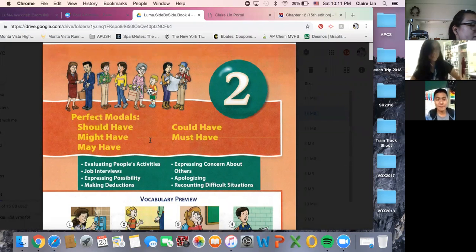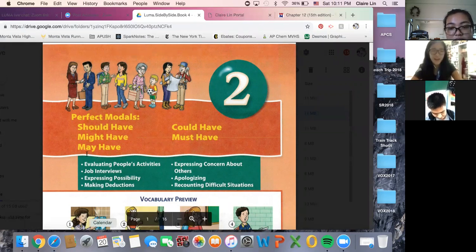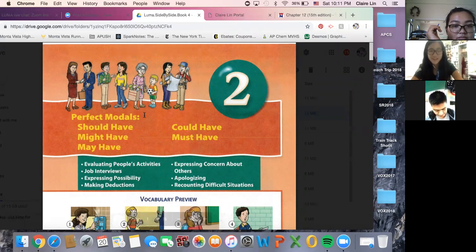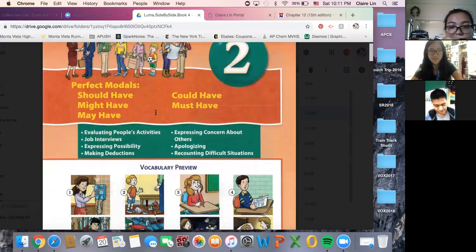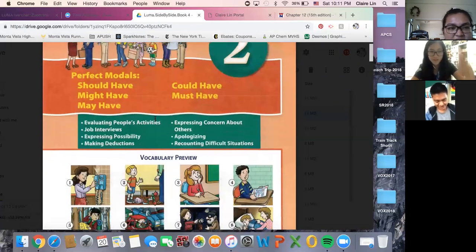Okay, so chapter 2 is basically differentiating between should have, might have, may have, could have, must have. Do you guys have any questions on that? A little hard about this, about the tense. The tense? No problem. No problem.